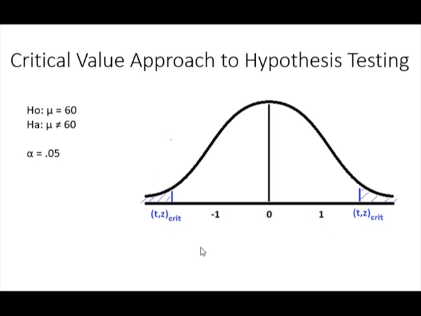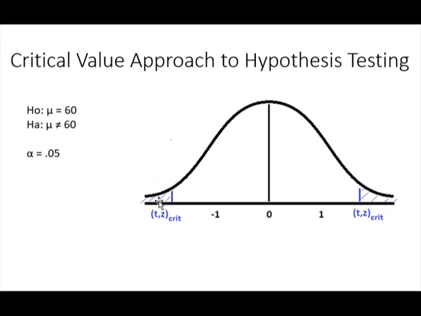If you're using the t-distribution because you don't know the population standard deviation, then your t critical value will be a little bit bigger than 1.96. It could be 2, could be 2.1, could be 2.5. That all depends on the number of degrees of freedom that you have.